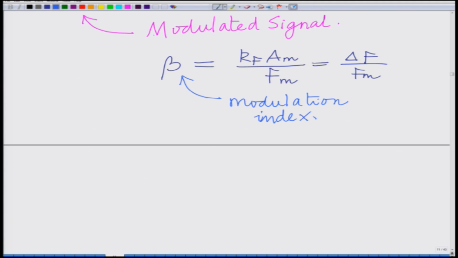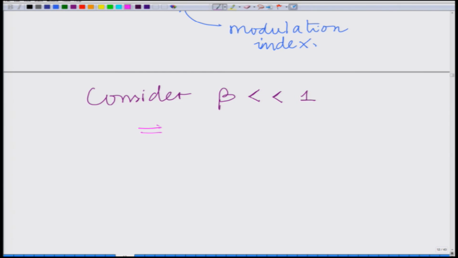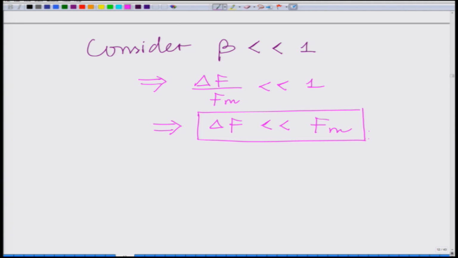Now we would like to generate a narrowband FM signal. Let us consider a signal in which this modulation index beta is very small. Later we are going to describe how to generate an FM signal where beta is not very small, or beta has some nominal value. To begin with, let us consider a scenario with very small beta, that is, beta significantly less than 1. This implies that delta f by fm is significantly less than 1, which implies delta f is significantly less than fm.